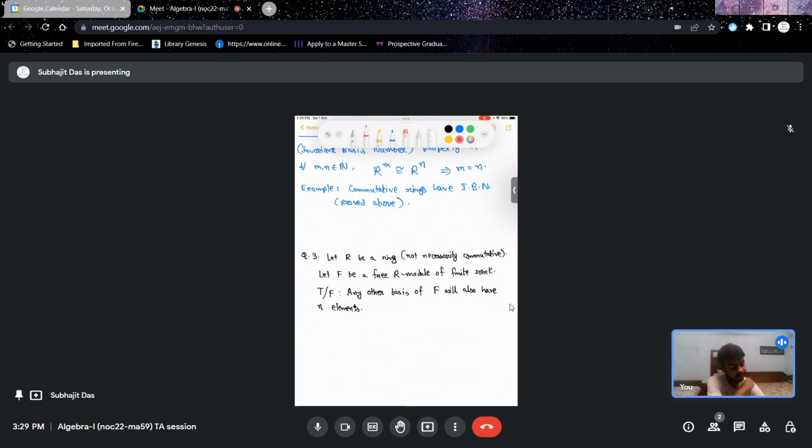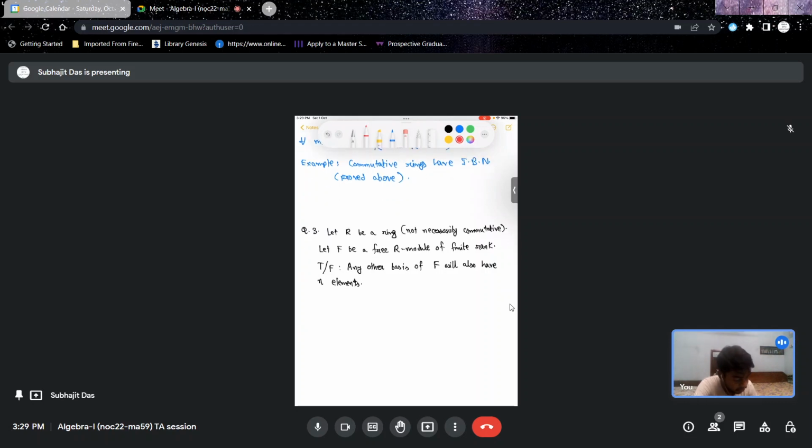Okay, so this is question 3. Let R be a ring which is not necessarily commutative, and let F be a free R module of finite rank. The same situation as problem 2, but now R is any ring, not necessarily commutative. Then we have to show whether it is true or false that any other basis of F will also have exactly n elements in it. And we claim that this is not true. So this is false.